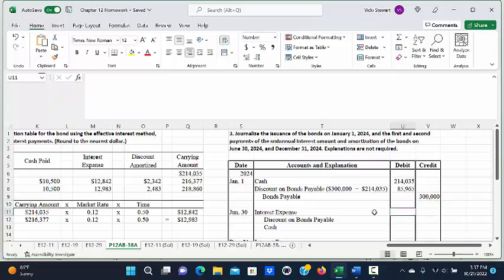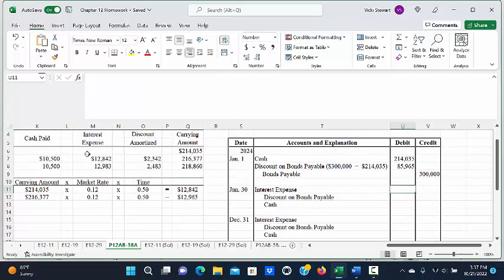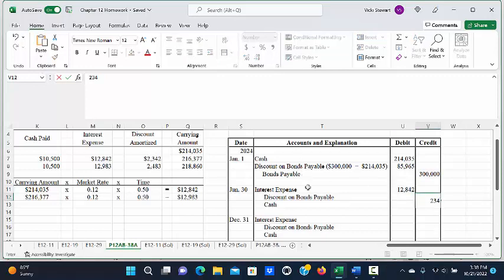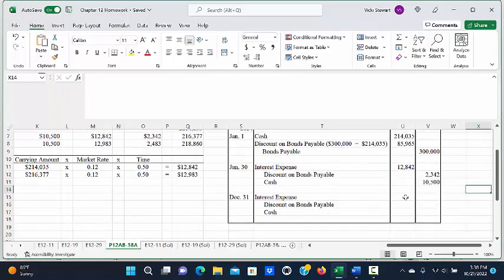Now, the next entry will be for the first interest payment that we make on June 30th. We calculated our interest expense at the market rate to be $12,842. We calculated the discount amortization to be $2,342, and then we will pay our bondholders cash of $10,500.